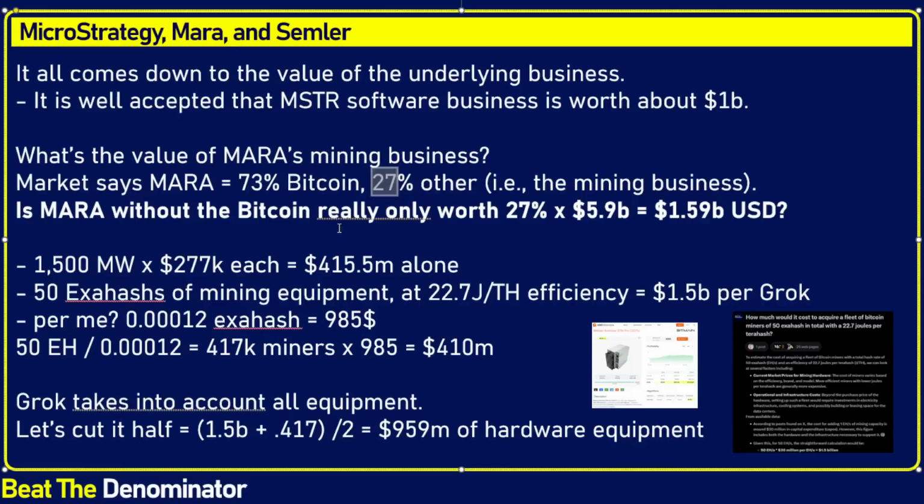You can sell it on the market at any time. So let's remove the value of the Bitcoin from the Mara valuation. So what is Mara without the Bitcoin worth? What is it trading at? It's trading at $1.59 billion. $1.59 billion is the value of Marathon without the Bitcoin. So that's the premium we're paying.